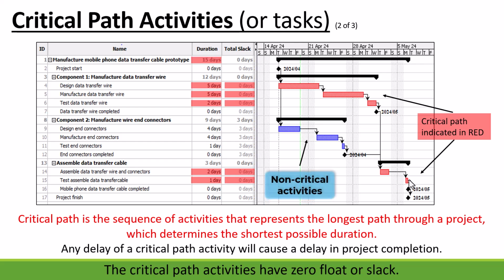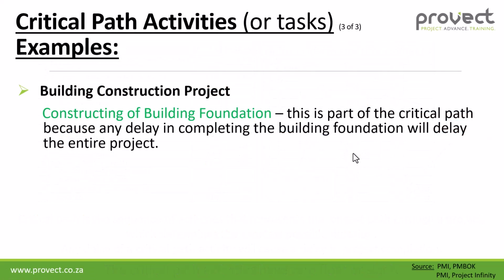And then we've got our non-critical activities, and they are indicated in blue on our project schedule. Now let's have a look at two other examples. In a building construction project, an activity might be constructing our building foundation. This is part of our critical path on the project because any delay in completing your building foundation will delay your entire project.